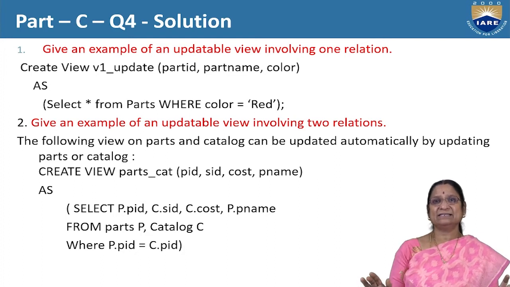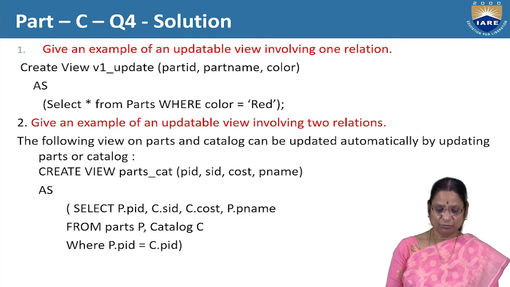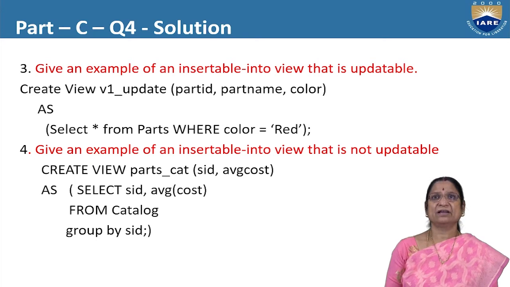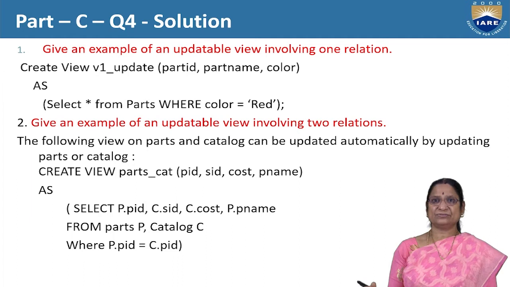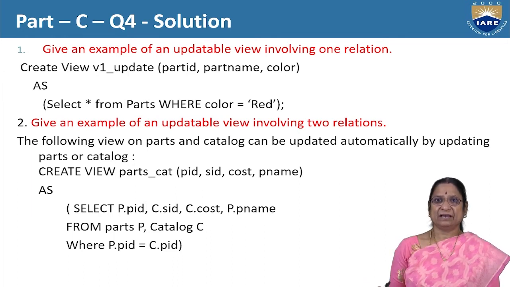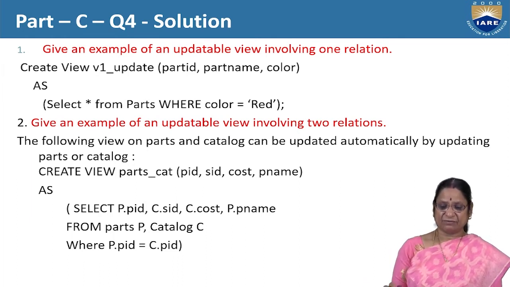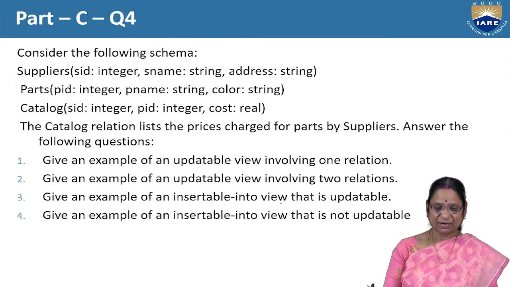Catalog consists of all details except part name. Part ID is available in both the catalog as well as in parts. So PID is common to catalog and parts. So you can use that. So we are creating the view from more than one table. And the solution here, by using two tables, instead of using PID, SID, I may use color also. Part name is available in our parts only.